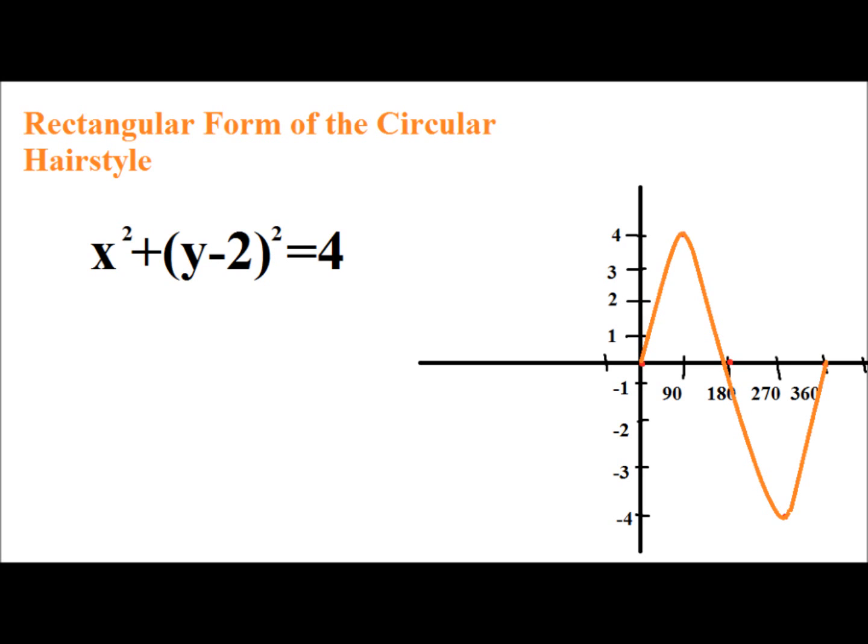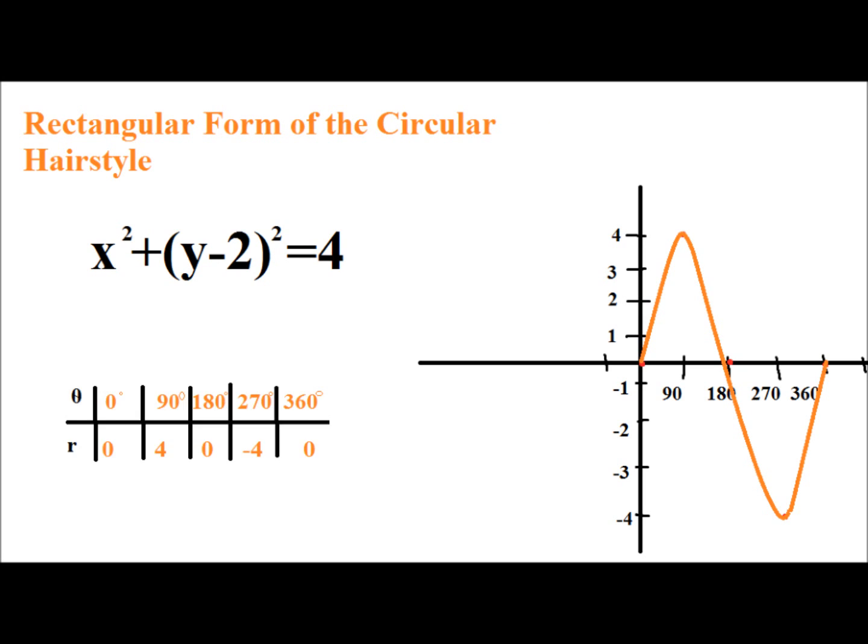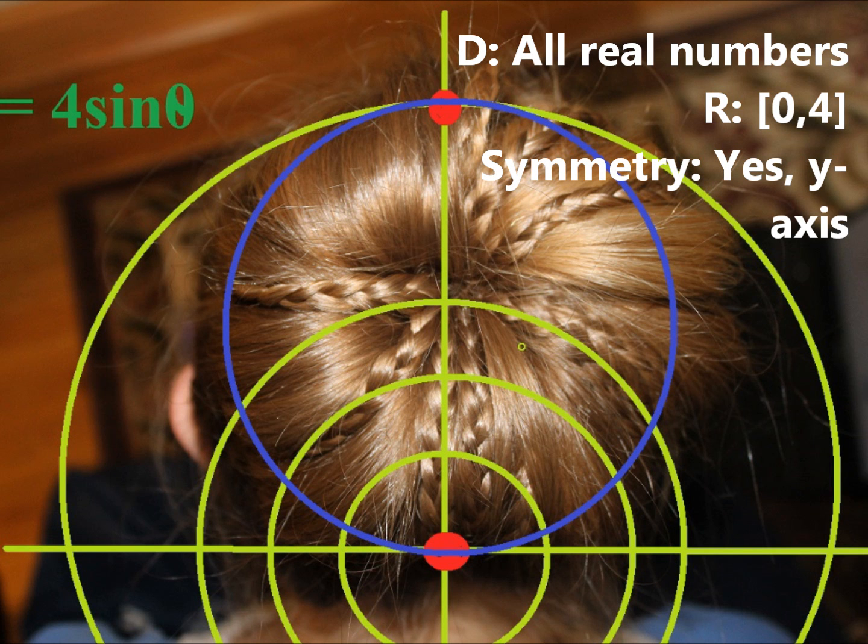The complete table of the circle is that when theta is equal to 0, 90 degrees, 180, 270, and 360, then respectively r is equal to 0, 4, 0, -4, and 0. The domain is all real numbers because, again, the graph goes through all of the theta values. It ranges from greater than or equal to 0 and less than or equal to 4. It is symmetric across the y-axis.